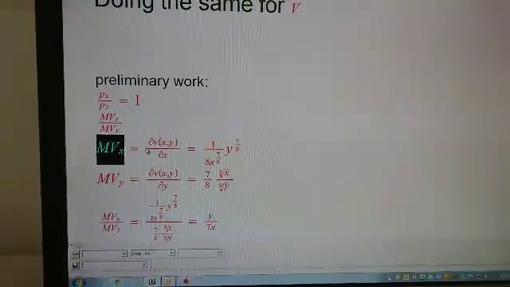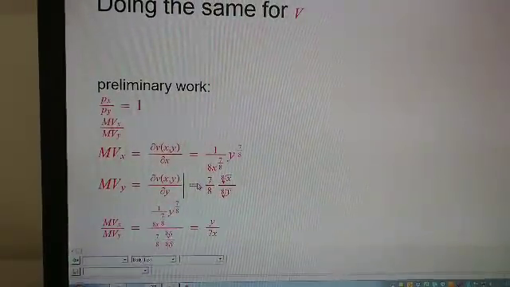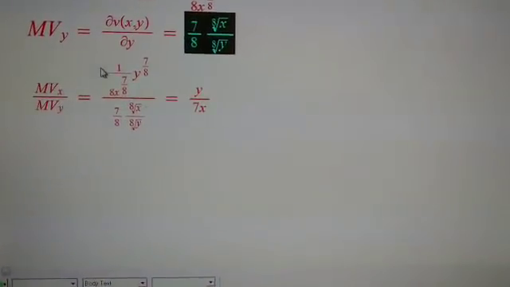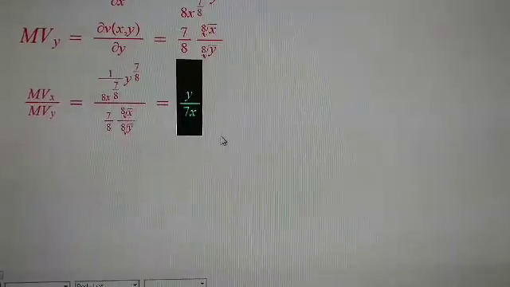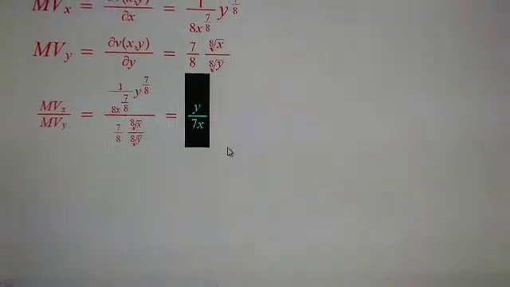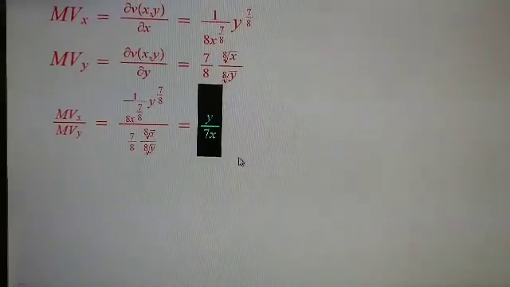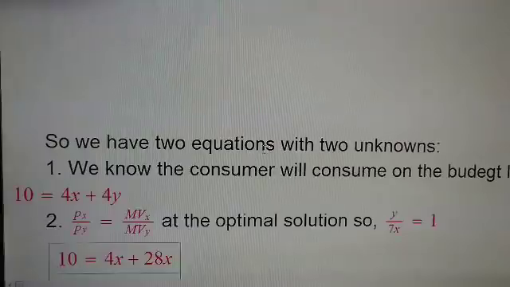MVx, now the derivative of V with respect to x, is equal to this ugly expression. MVy is equal to this ugly expression. And then the ratio between them becomes y over 7x. Note that this is related to the powers, right? We had 1/8 versus 7/8, so there's a 1 to 7 ratio between y and x going on here.